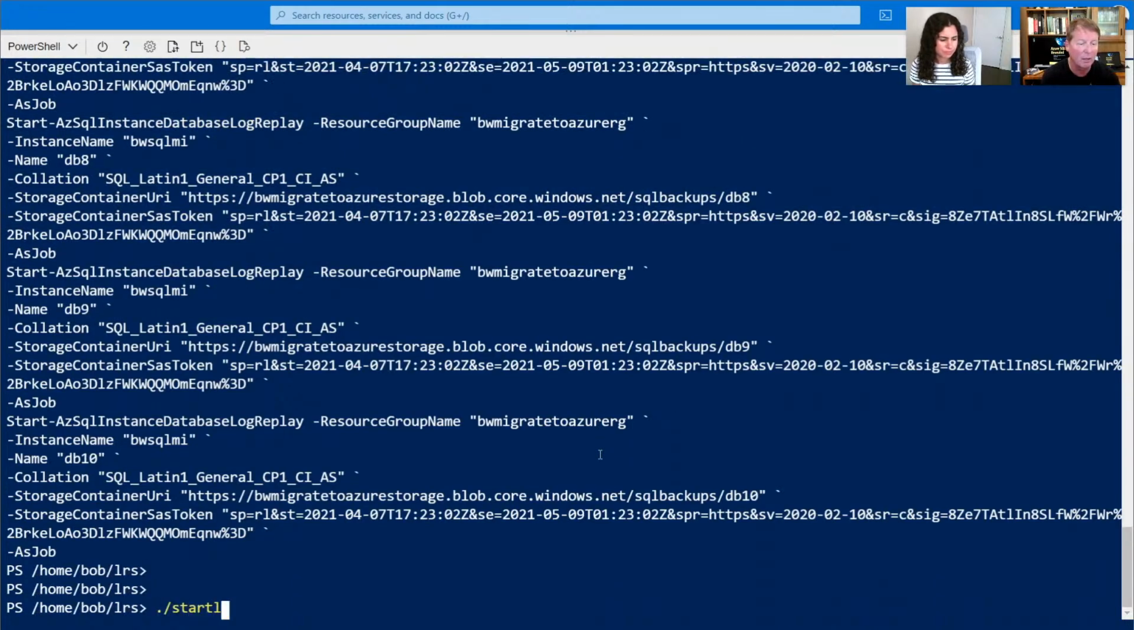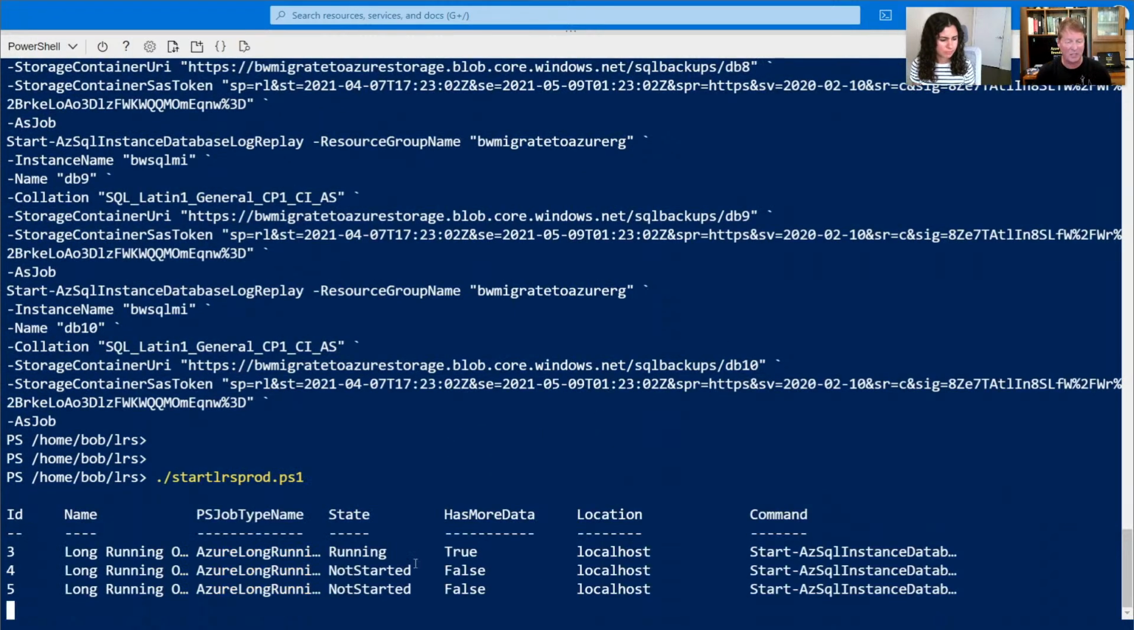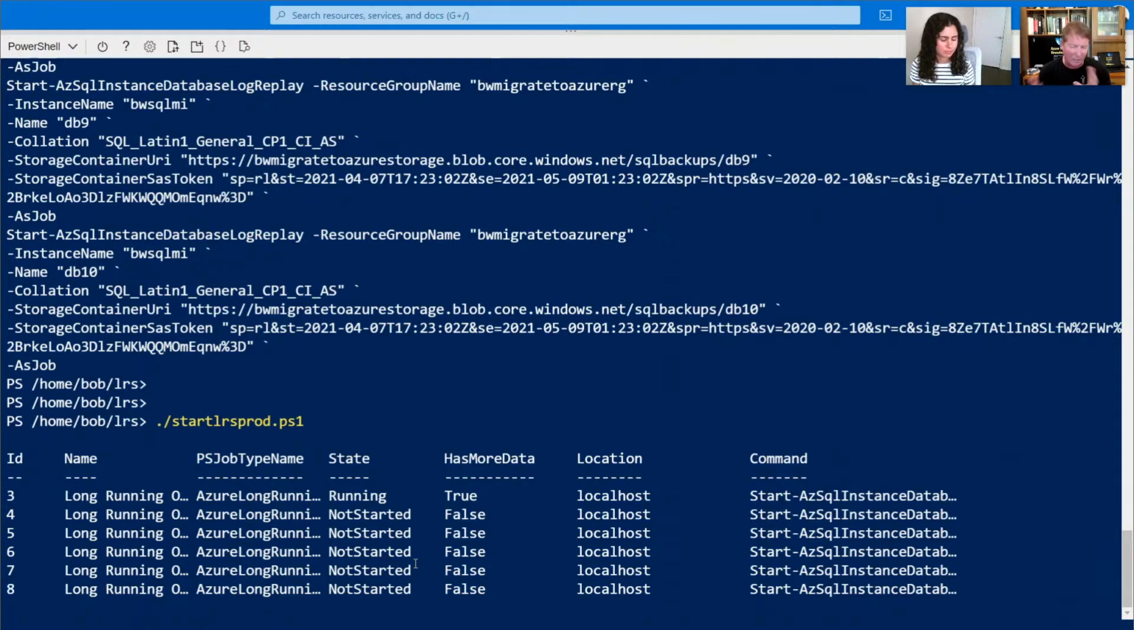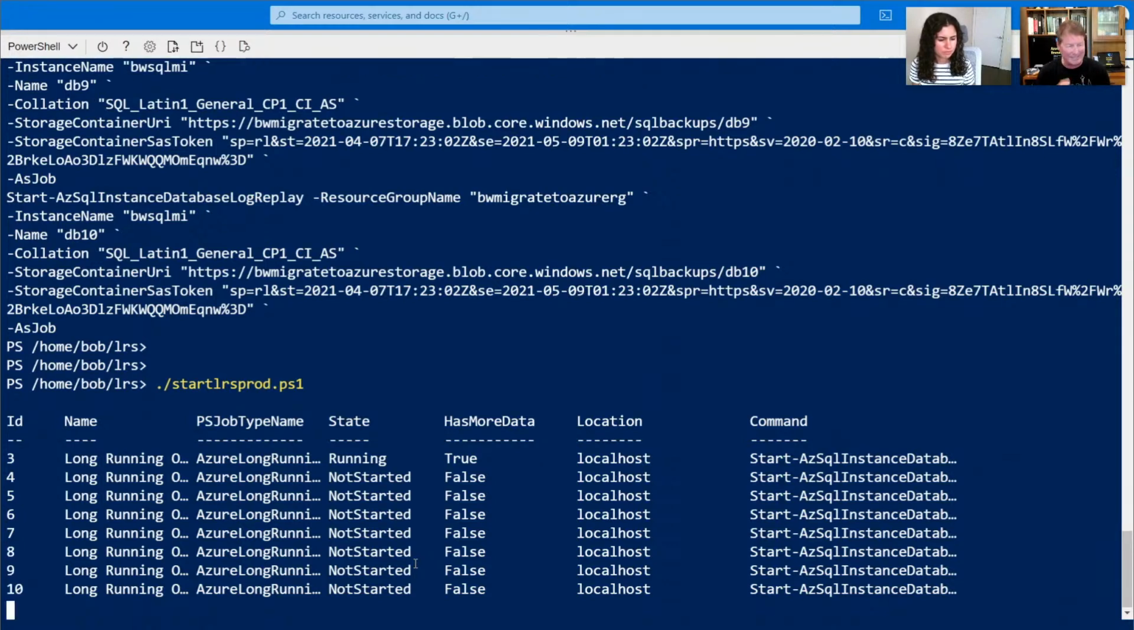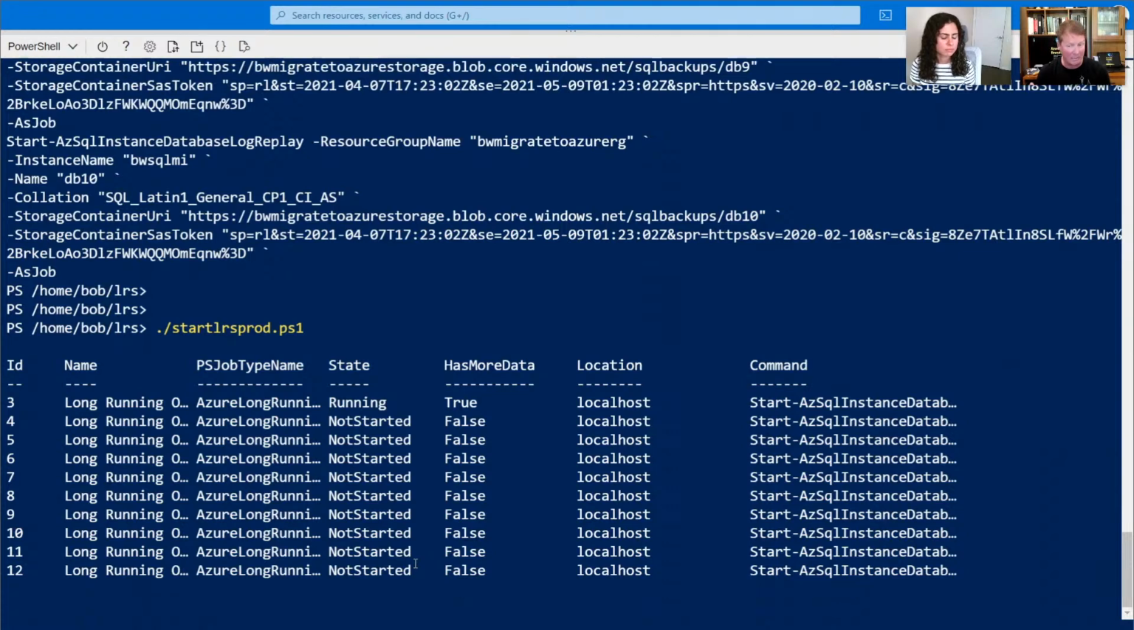Start LRS prod. And you might see this state of not started, but that's actually not 100% true. It's all running asynchronously in parallel. All 10 of these databases are being restored at the same time because they all exist out there in Azure Storage in these different folders. That's part of the requirement, is that you must be in different folders. So with 10 different PowerShell commands, you told it, hey, go get this started. And then once this is started, this is where you're going to control the cutover a little differently. You're going to back up your logs, and then you're going to tell log replay, hey, I'm done.